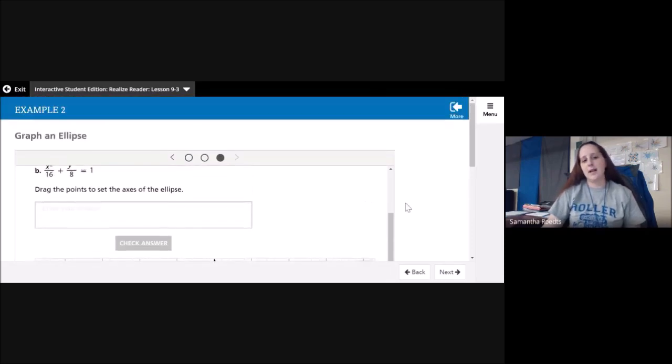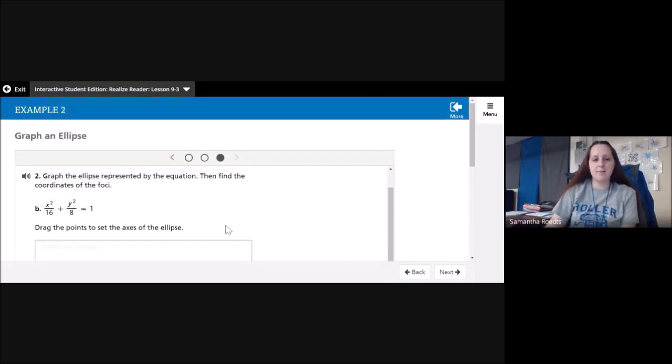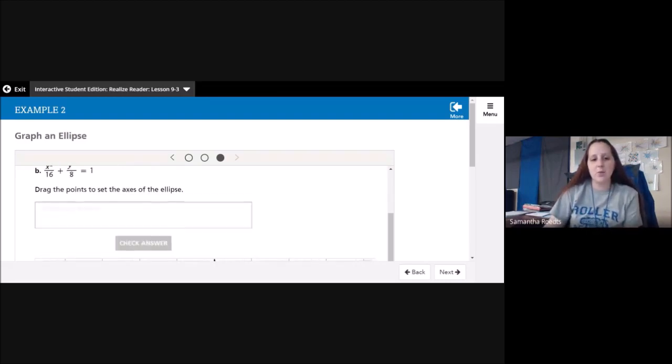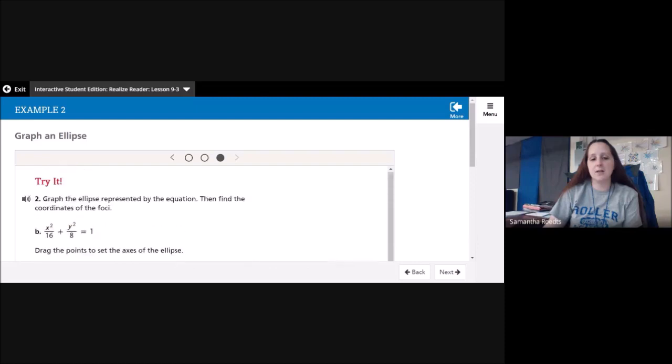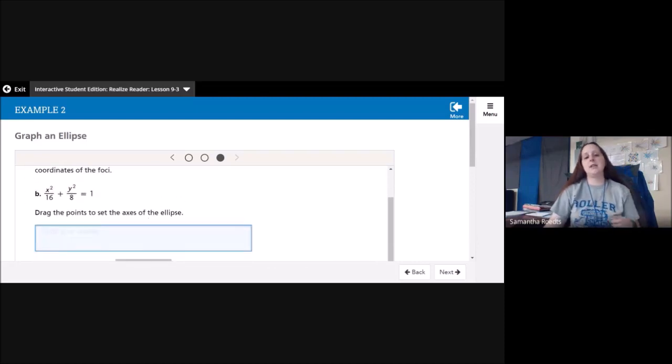All right. Next, I have x squared over 16 plus y squared over 8 equals 1. Drag the points in to set the axis of the ellipse. So I'm given 16 and 8. I'm going to take the square root of both of those. The square root of 16 is 4. The square root of 8 is 2 square root of 2, or approximately 2.8. Okay. So my larger one comes first, so it's horizontal.